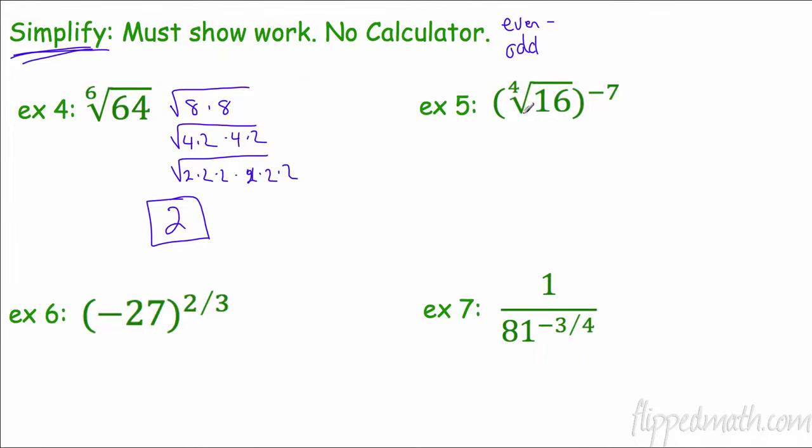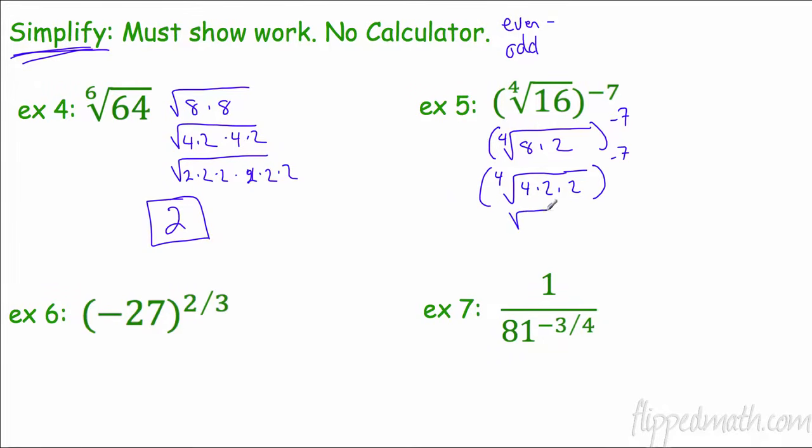All right. Over here, we have the fourth root of 16, all of that to the negative 7th power. I'm going to be honest with you. Anytime you have these where you double, it's way easier to take the root first, because we're dealing with smaller numbers. So we want the fourth root of 16. I know that's 8 times 2. I know that 8 is 4 times 2. I know that 4 is 2 times 2. All right, so now we can see clearly that the fourth root of 16 is 2.